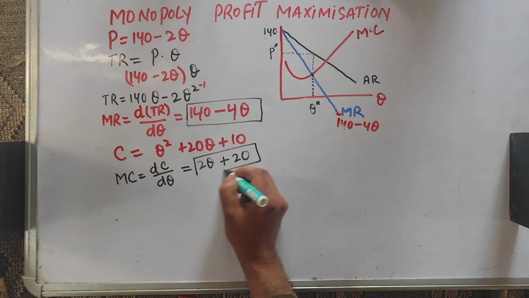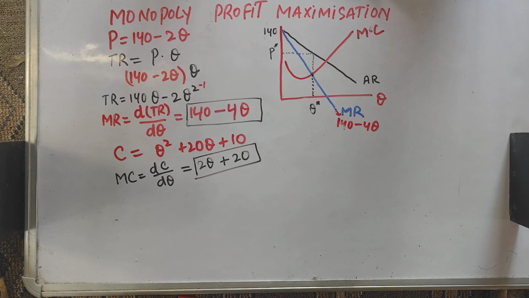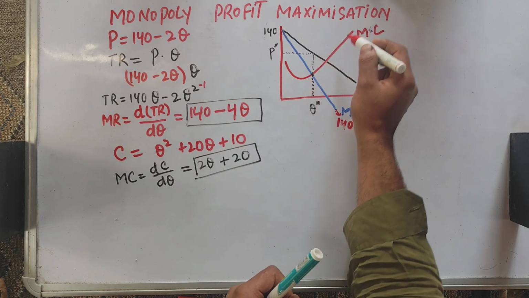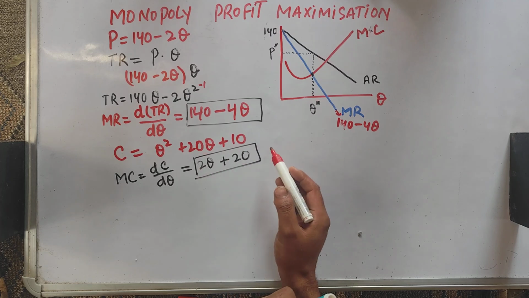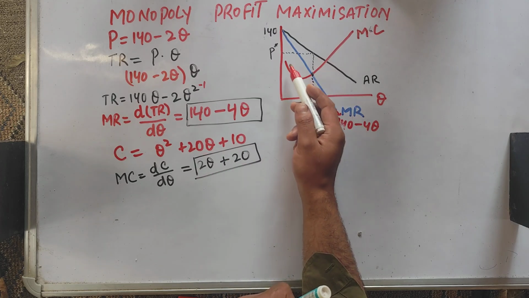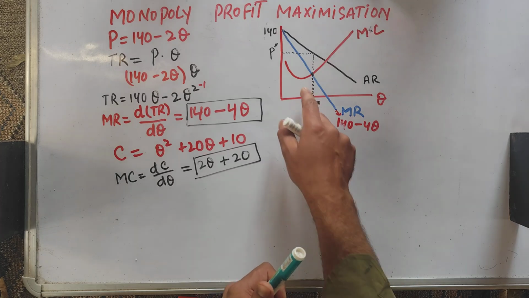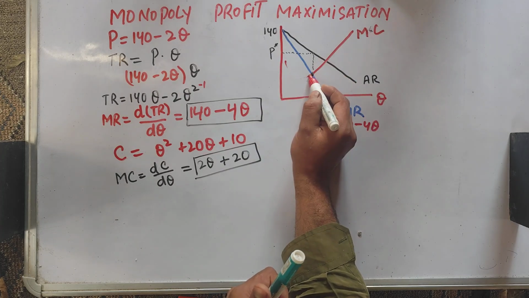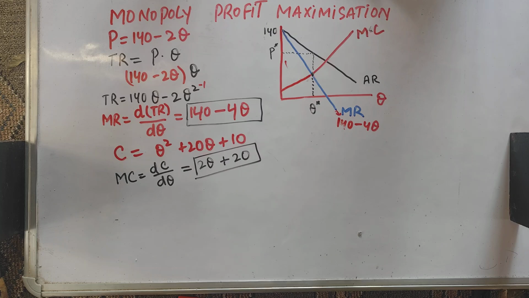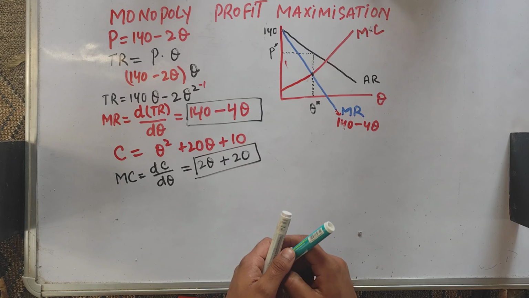So this is our marginal cost function. It will not be curved in this case; it is a linear function. For the sake of simplicity I have drawn it that way here, but in fact it will be like this. This is our marginal cost function.